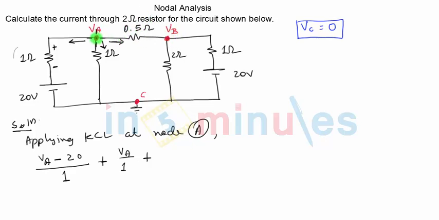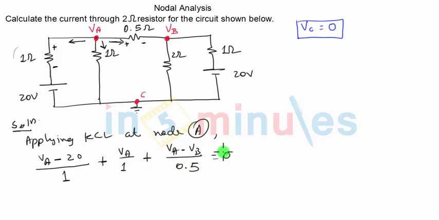So when I start from node A and define the current through 0.5 ohm resistance, it will be VA minus VB. Why minus VB? For the same reason. When the current flows towards right, the polarity across 0.5 will be plus towards node A, minus towards node B. So that's why we take VA minus VB divided by 0.5. This is equal to 0.